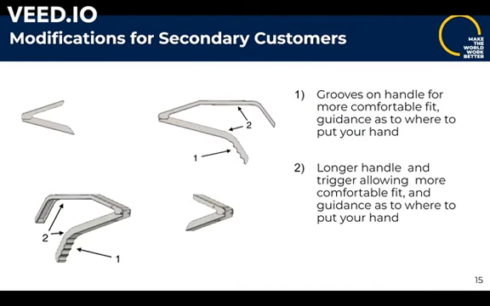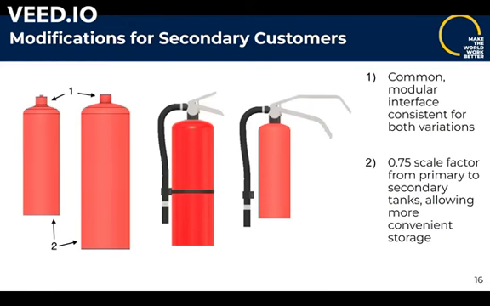For the secondary customer, our first modification is adding grooves for your hand on the handle, labeled as 1, and lengthening the handle and the trigger in order to provide a more comfortable fit and guidance as to where to place your hands on the fire extinguisher. The second modification is a smaller size using a scale factor of 0.75 in all directions while still keeping the same modular interface, allowing more convenient storage in homes and the opportunity for more to be placed around the house.